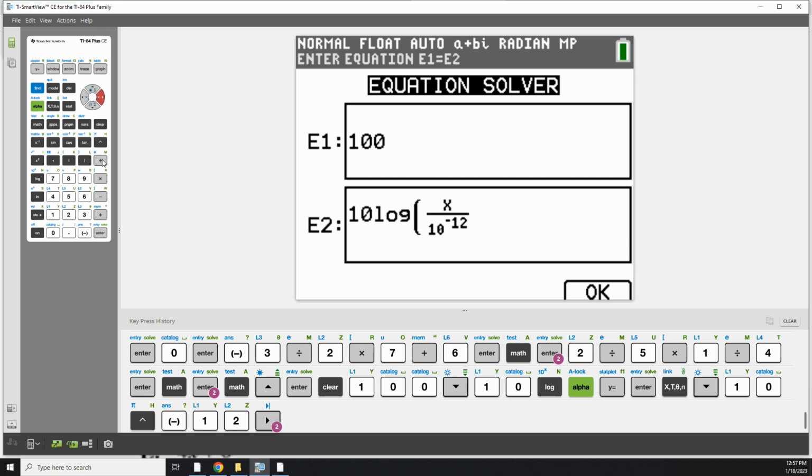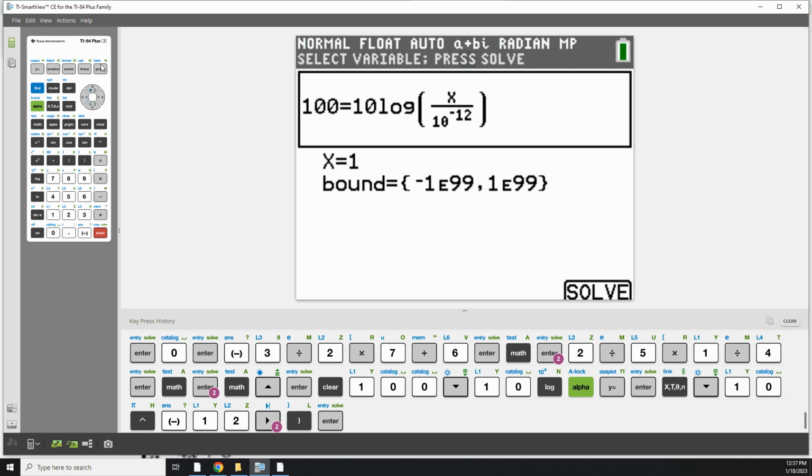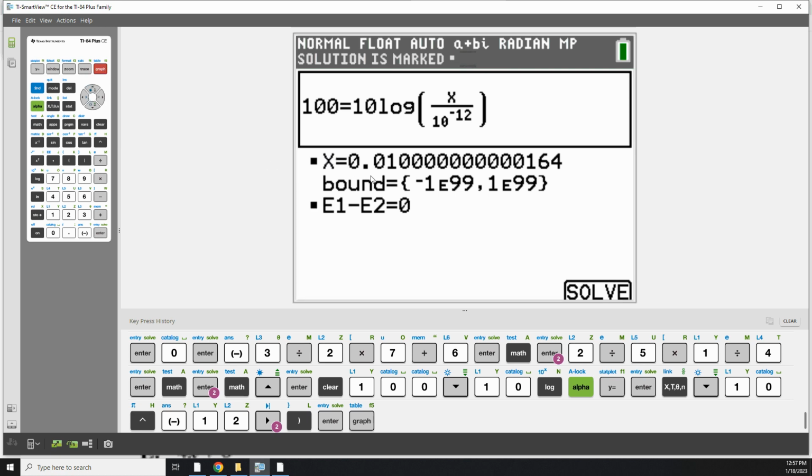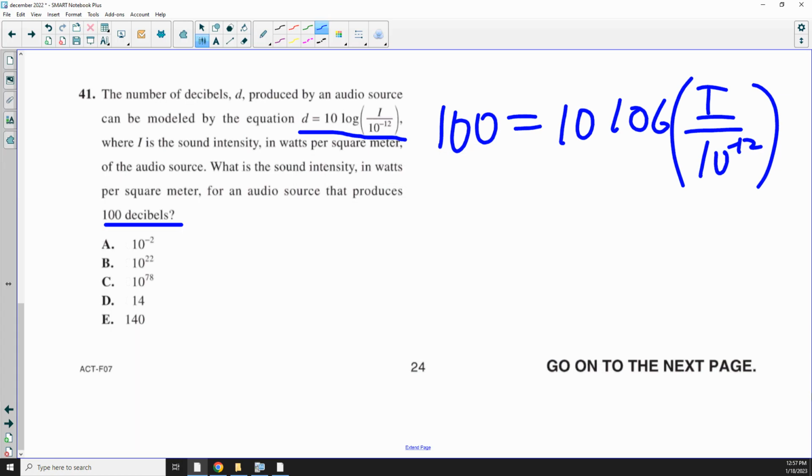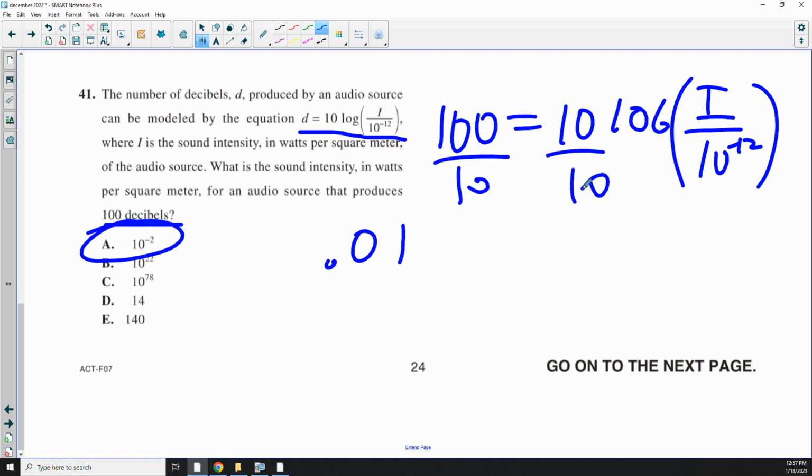Close parentheses, I guess you have to, and solve. 0.01. And 0.01 is 10 to the minus 2. Want to do some real math? Divide both sides by 10. And you get 10 is the log of I over 10 to the 12th.